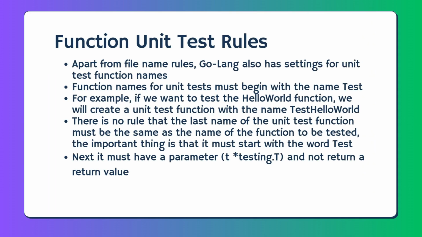Function unit test rules. Apart from file name rules, Golang also has rules for unit test function names. Function names for unit tests must begin with the name Test. For example, if we want to test the HelloWorld function, we will create a unit test function with the name TestHelloWorld. There is no rule that the last name of the unit test function must be the same as the name of the function to be tested. The important thing is that it must start with the word Test. Next, it must have a parameter testing.T, and not return a return value.